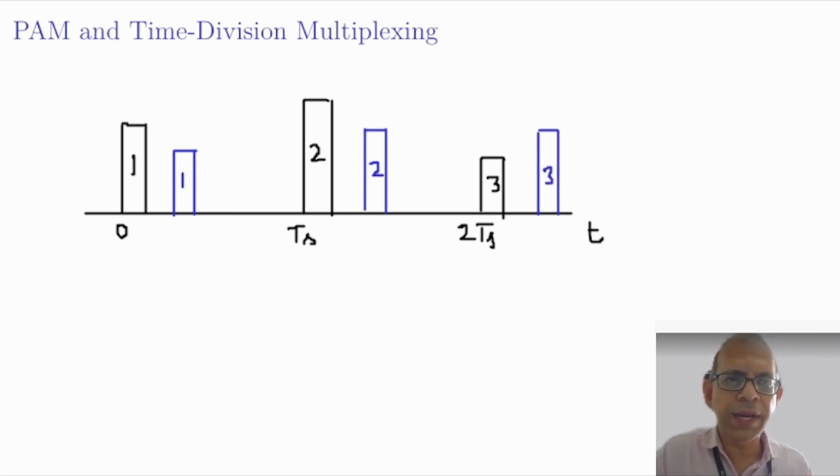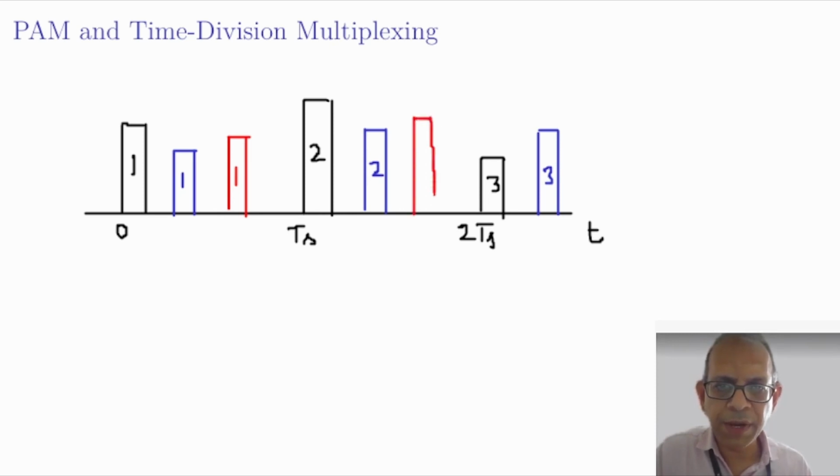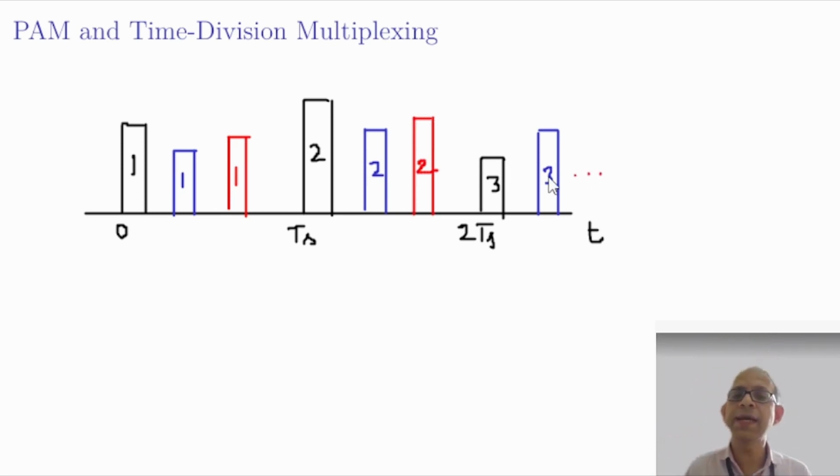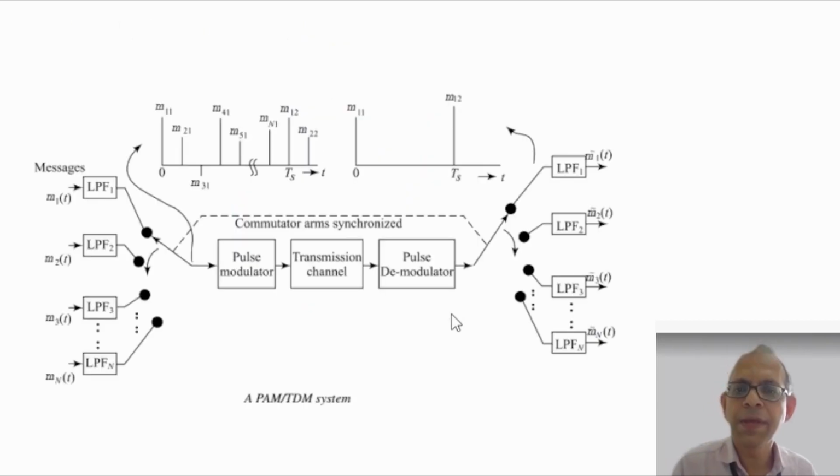We can go on, and have yet another signal whose samples can be fit here because some time is still available: the first sample of the third message, the second sample of the third message, and so on. So this idea is called time division multiplexing, and because here the sampling has been done in the form of pulse amplitude modulation, this whole scheme is called pulse amplitude modulation time division multiplexing, or a PAM-TDM scheme. The whole idea is shown here.